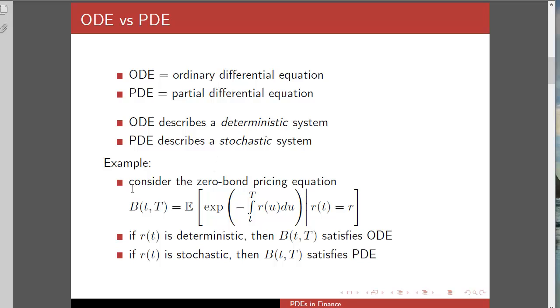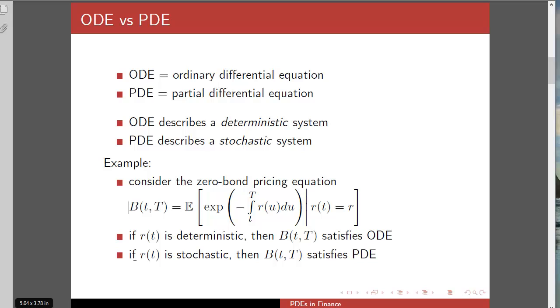And when we consider the following problem, which is actually just a zero coupon bond pricing formula defined as an expectation of some discounting integral, then if R is a deterministic function of time, then B will satisfy an ODE, right? So if R is deterministic, then you have a very, very simple formula for B, where you have no randomness involved, and this formula would be an ODE.